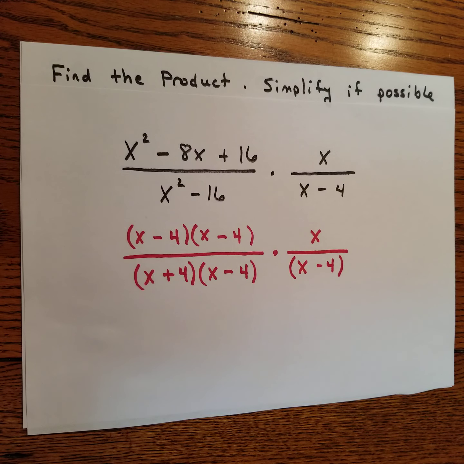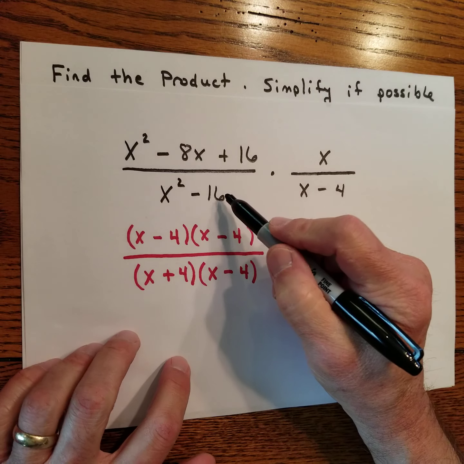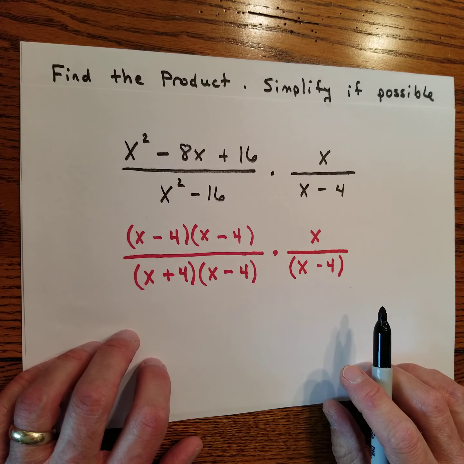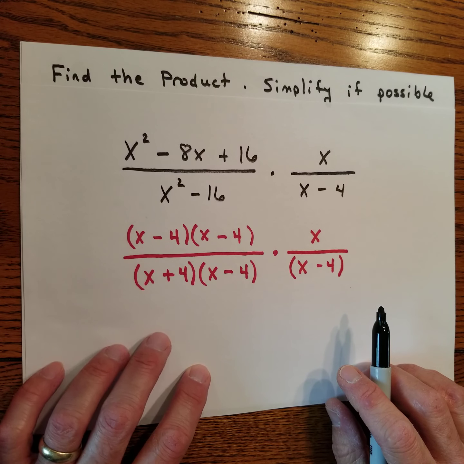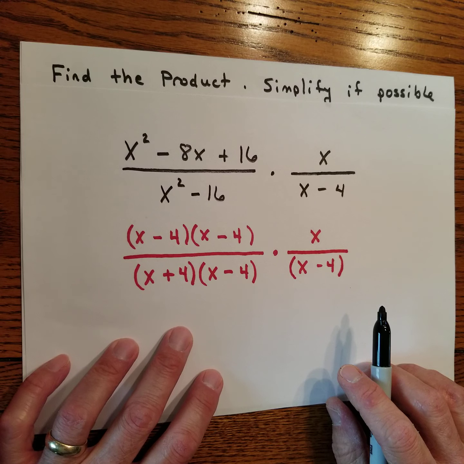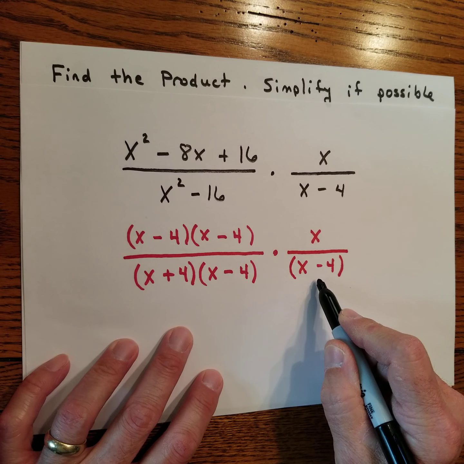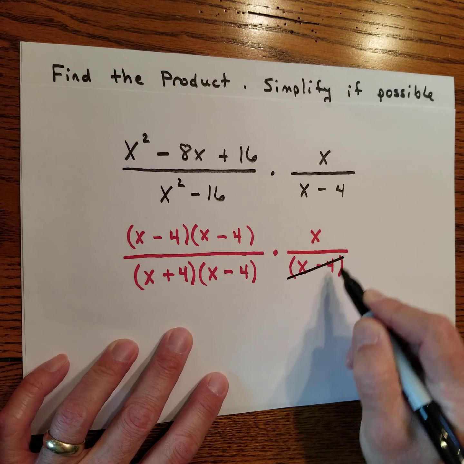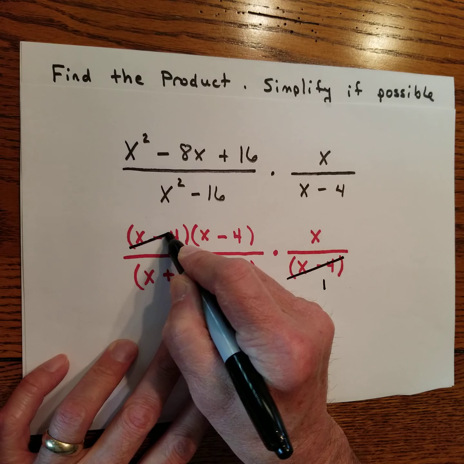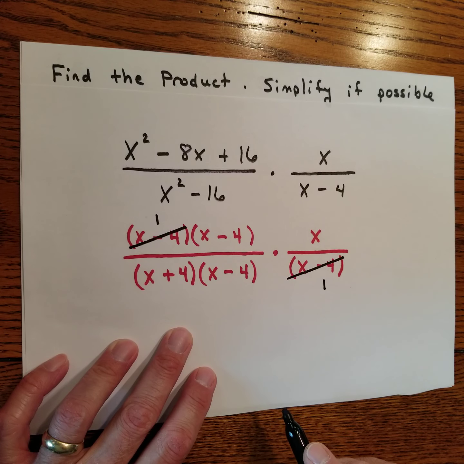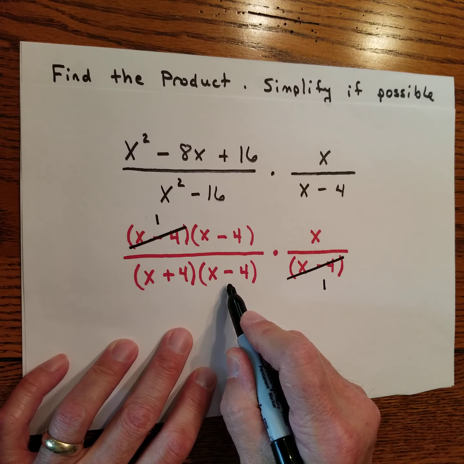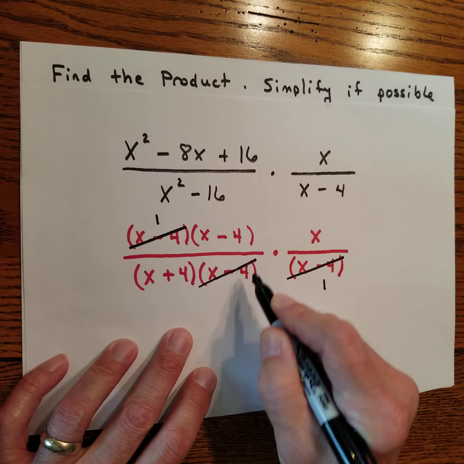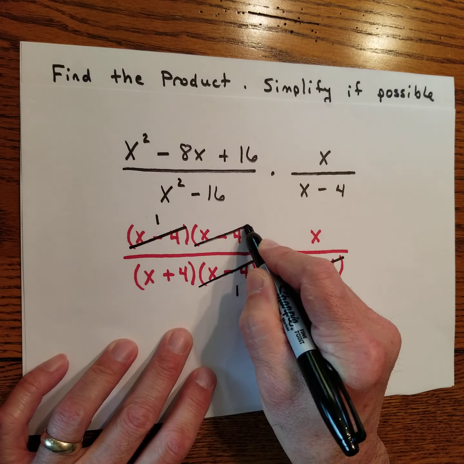Now let's try reducing. We're not allowed to reduce this 16 with this 16 because this is part of a sum and this is part of a difference. But I am allowed to reduce whole factors, any top with any bottom. For example, here's an x minus 4 in the bottom and an x minus 4 in the top. I can cancel that, becomes a 1. With that, becomes a 1. Any top with any bottom. Here's an x minus 4 that matches this x minus 4. Cancel that one, becomes a 1 with that one.